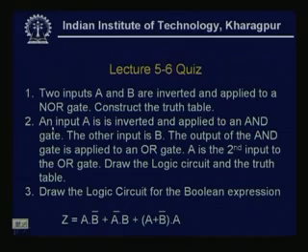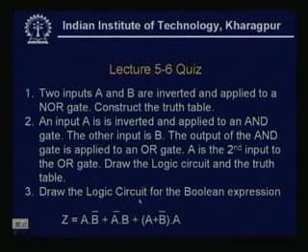Second question is: an input A is inverted and applied to an AND gate. The other input is B. The output of the AND gate is applied to an OR gate. A is the second input to the OR gate. Draw the logic circuit and the truth table. Question 2 is from lecture 5.